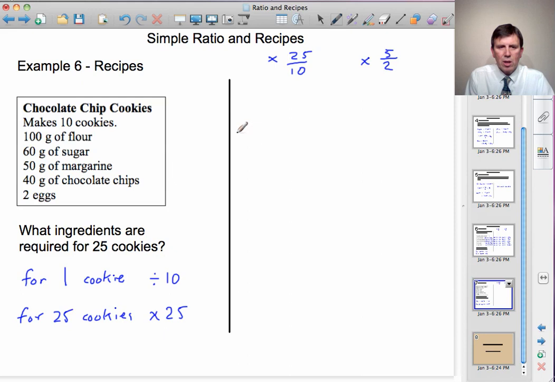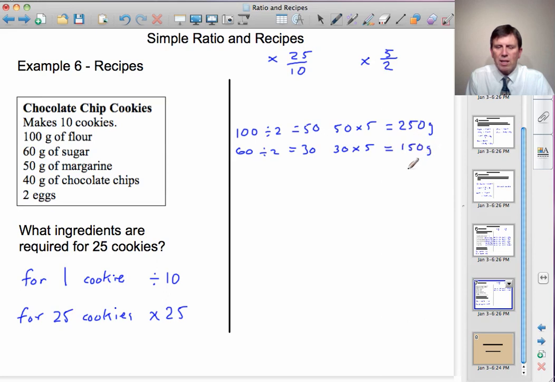Start with the flour. 100 divide by 2 is 50. And now I need to multiply that 50 by 5. And 5 lots of 50 is 250. And what are we dealing with? Grams. Next, sugar. 60 divide by 2 is 30. And then 30 multiplied by 5. 5 lots of 30 is 150.